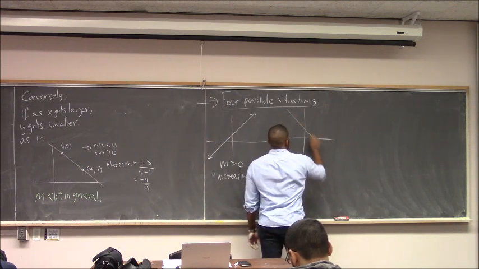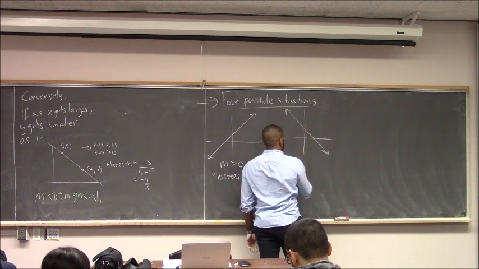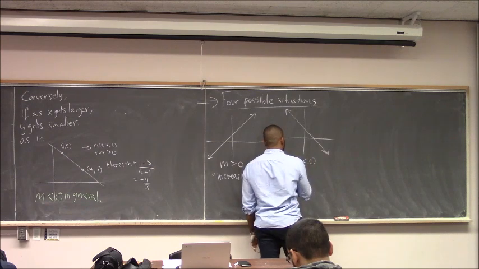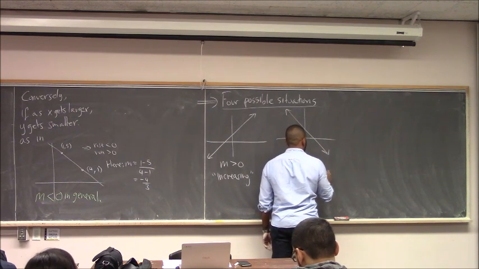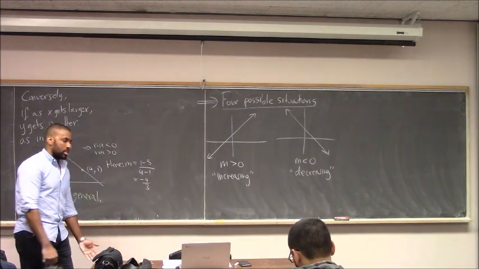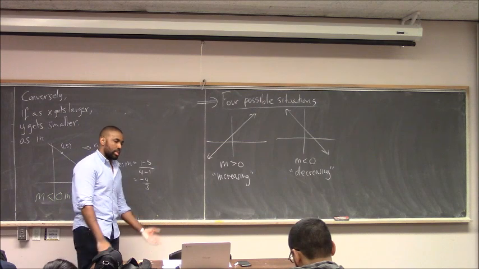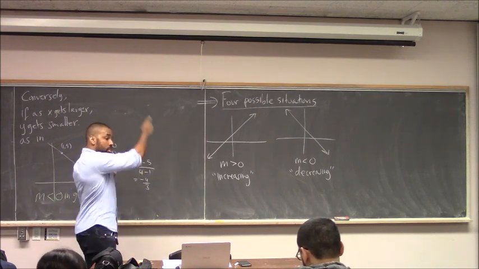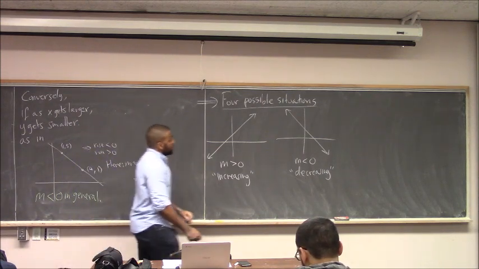You can have a situation like this. In this case, the slope will be negative. We say this line is decreasing. So if I tell you a line is decreasing, it's the same as me telling you the slope is negative, which is the same as me telling you as you move from left to right, the line goes down.